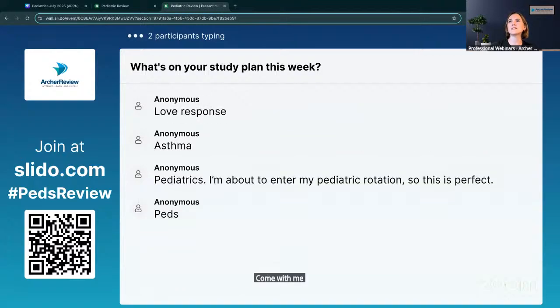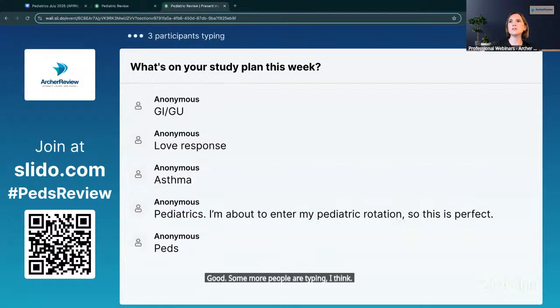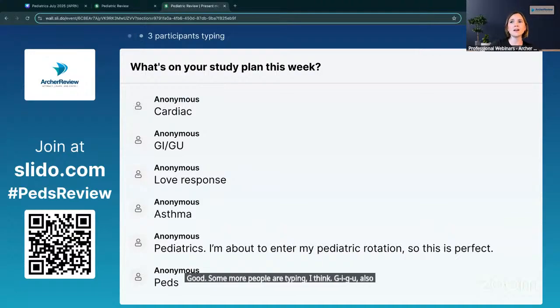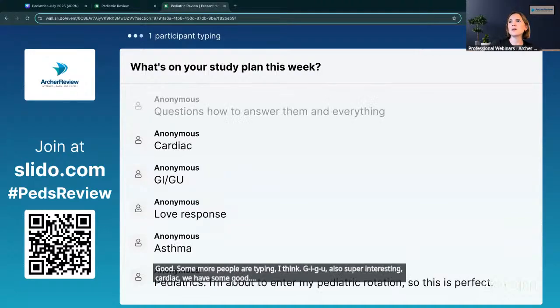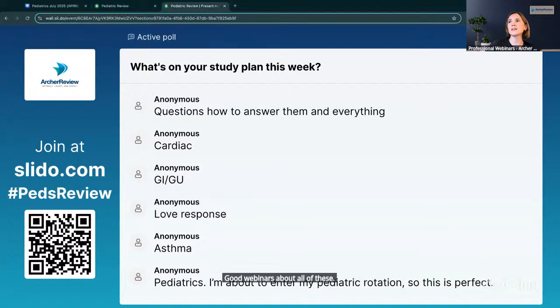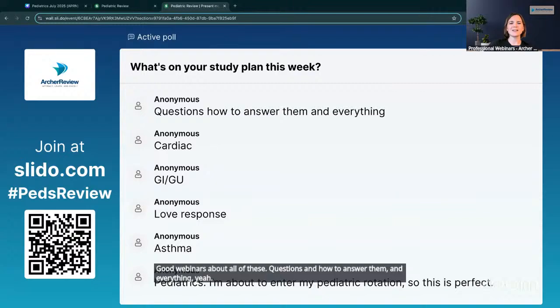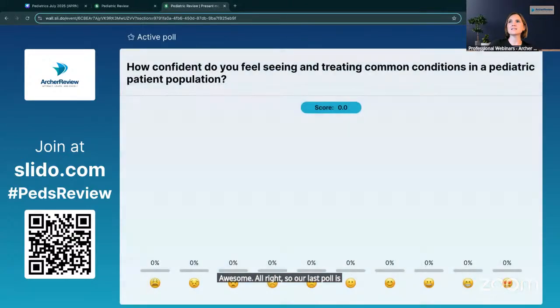Asthma, blood responses. Okay, good. Some more people are typing, I think. GIGU, also super interesting. Cardiac, we have some good webinars about all of these questions and how to answer them and everything. Awesome.